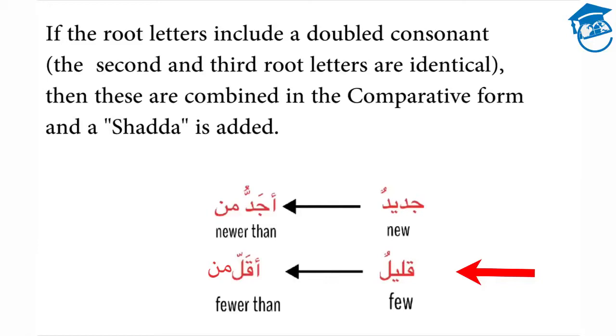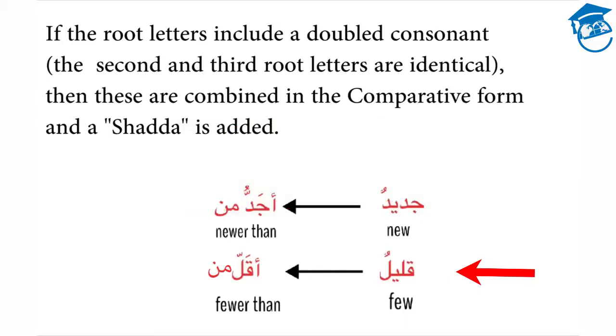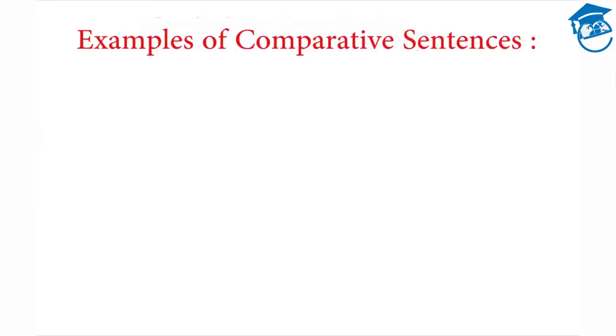Let's look at another example. Qalilun. Qalilun means few. If we want to say fewer than, we add that aleph with hamza at the beginning and combine the two lams at the end with a shadda. Aqallu min. Aqallu min, fewer than. Now let's look at some examples of sentences using the comparative adjectives.